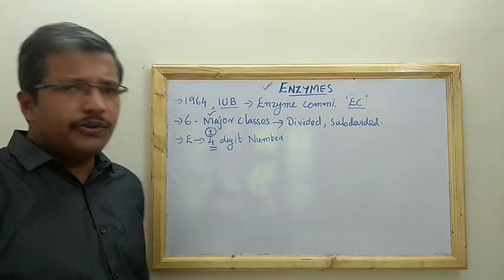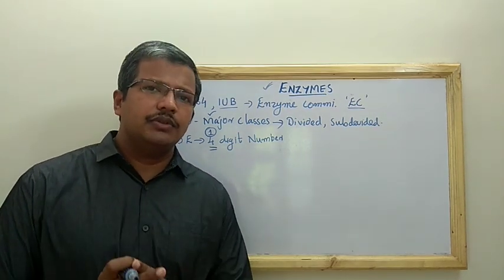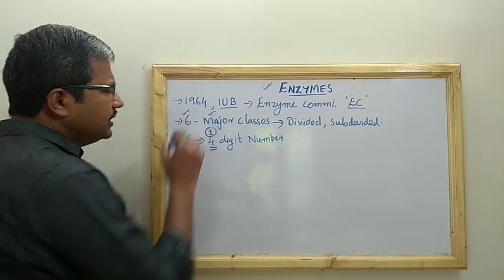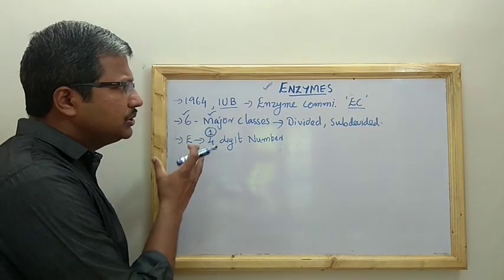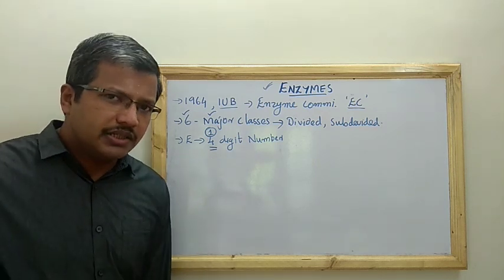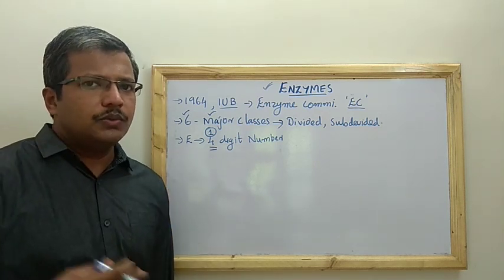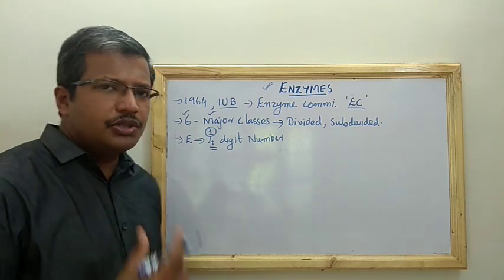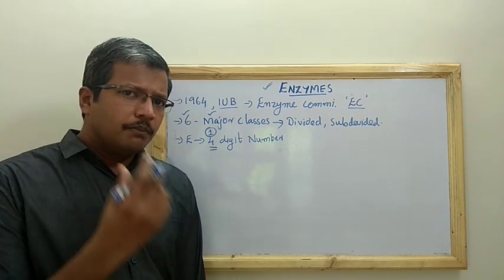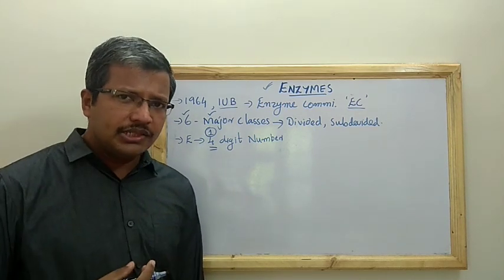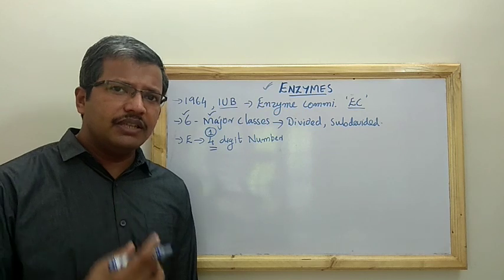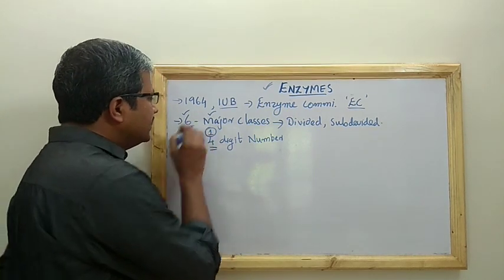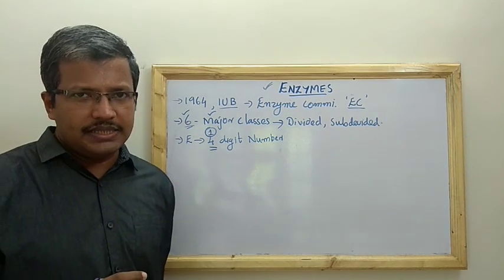For your syllabus, you don't have to learn the 4-digit number of any enzyme. Instead, you have to learn only the 6 major classes. I'm telling this just to show how the enzyme classification happened. So a 4-digit number will be there for each enzyme by which you can identify the mode of action and the function of that particular enzyme. Now let us see what the 6 major classes of enzyme are.